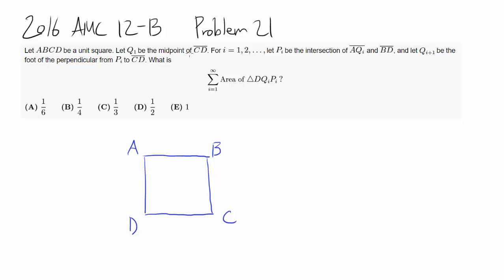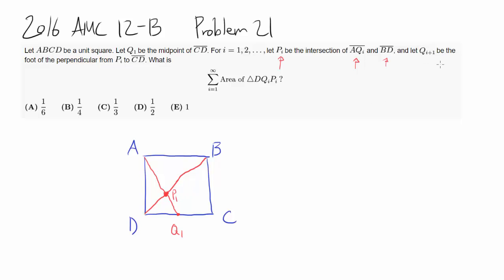And Q sub 1 is the midpoint of CD, so Q sub 1 is going to be right here. Okay, for i equals 1, 2, and so on, let P sub i be the intersection of AQ sub i and BD. Ooh, okay, that's a lot. Let's draw out BD since they mentioned it, and let's look at the intersection of AQ1 and BD, which is right at this point. You're going to call this P sub 1.